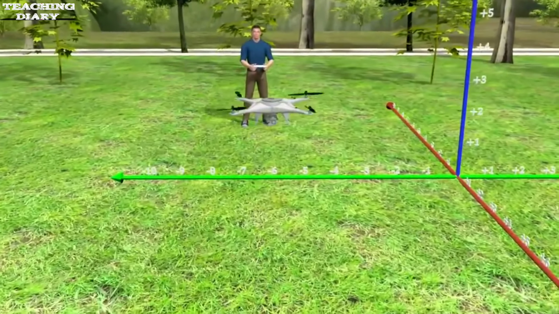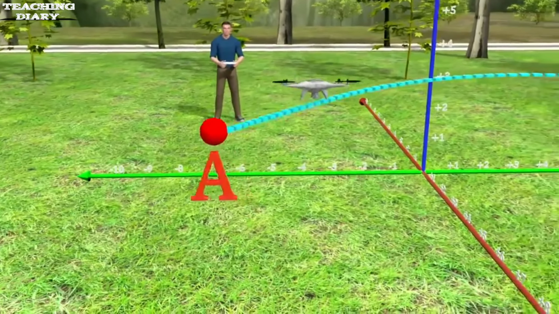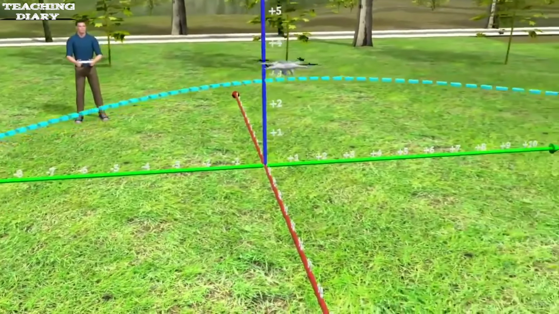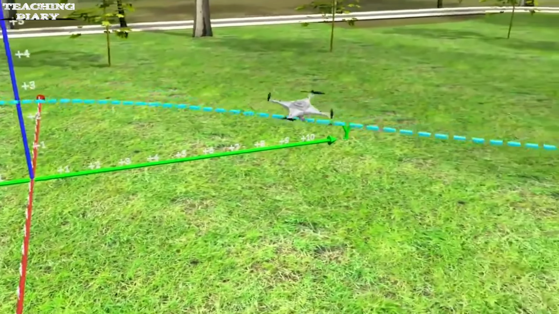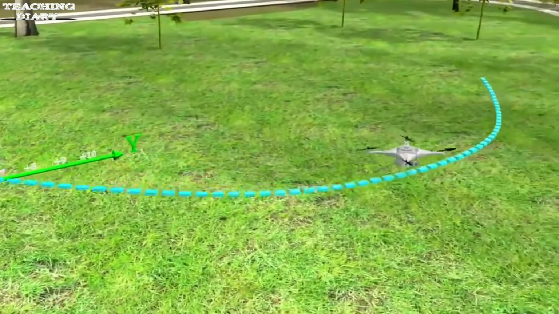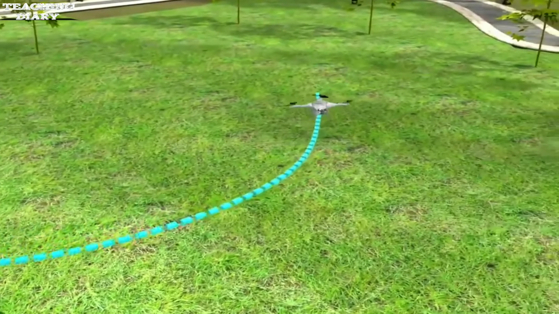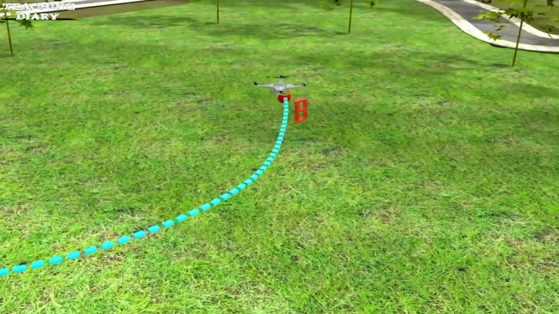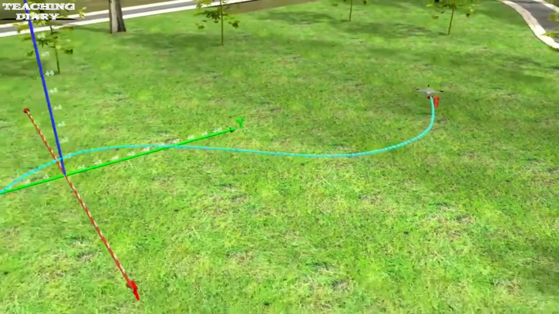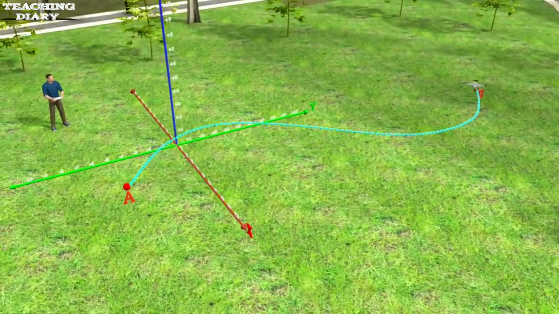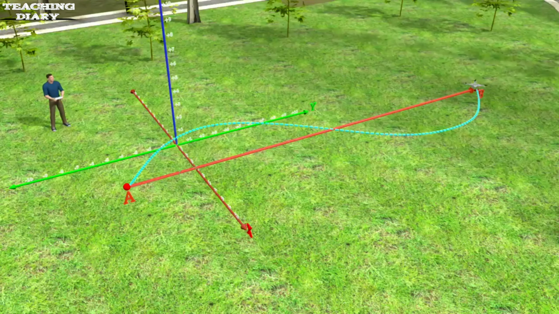Let the object move from point A to point B along a path as shown. The total length of the path covered by the object from point A to point B is called the distance traveled by the object. Join point A to point B with a straight arrow. This arrow is called the displacement vector.